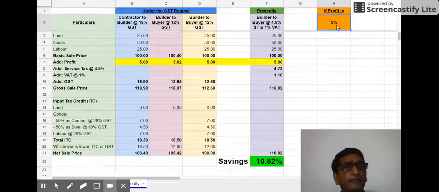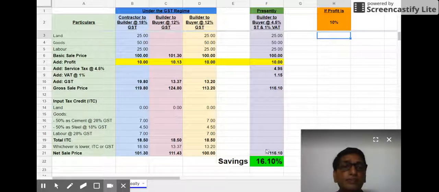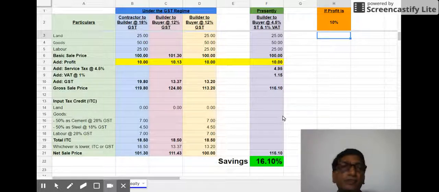Let us take another situation. Let's say the profit element that we consider is taken from 5% to 10%. Let's say profit is 10%. Now see the pricing. The pricing totally changes.